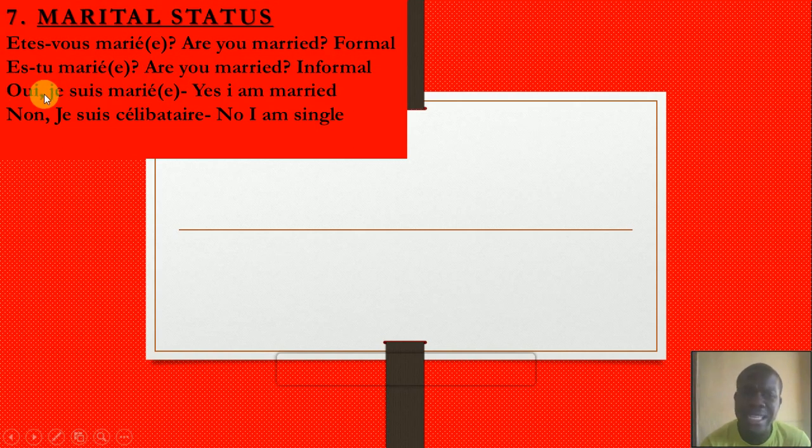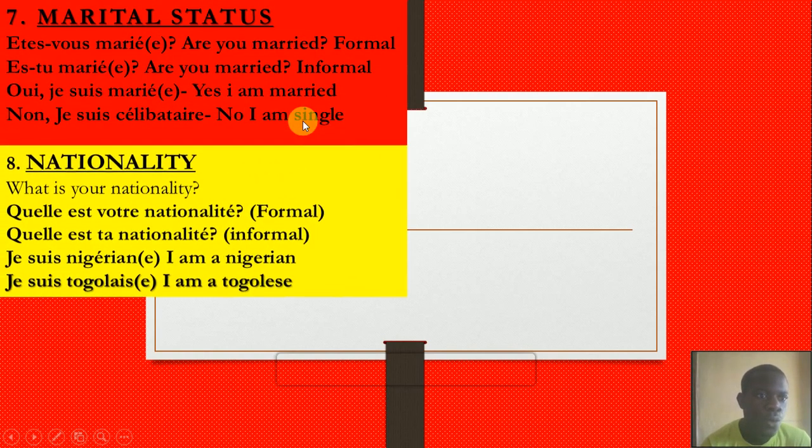Now, how do we answer the question? You want to say, yes, I am married. How do you say that? Say, oui, je suis marié. Yes, I am married. And if no, you are single, you can say, non, je suis célibataire. No, I am single.